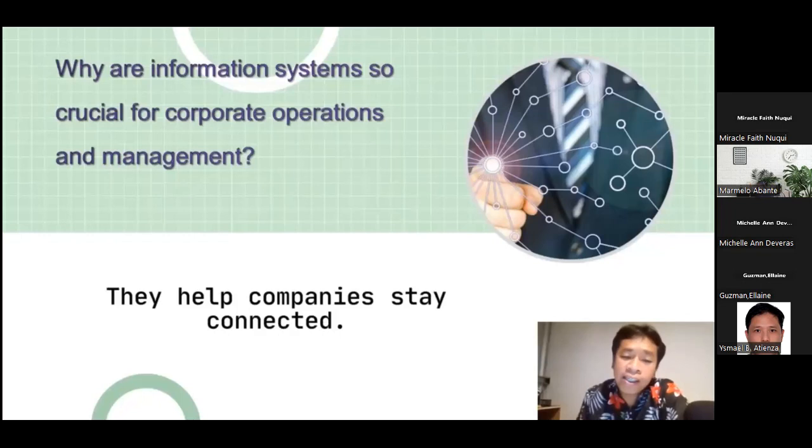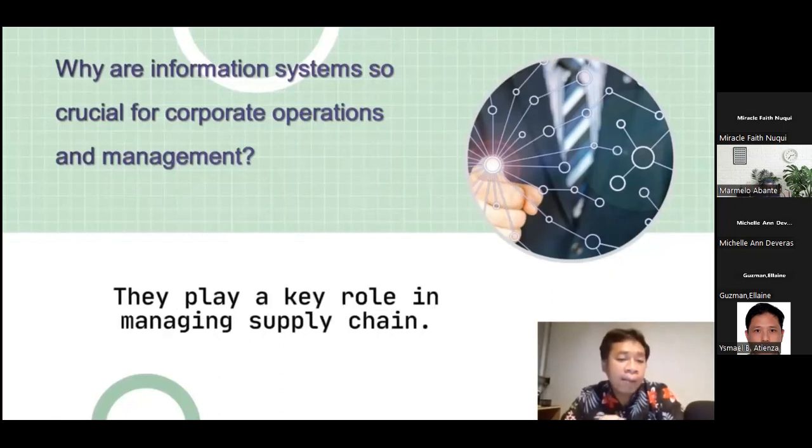Information systems also play a major role in managing the supply chain. By using information systems, companies can track inventories, manage logistics, and coordinate with suppliers, and companies can improve their efficiency and reduce costs. This is especially important in today's globalized economy, where supply chains can be incredibly complex.